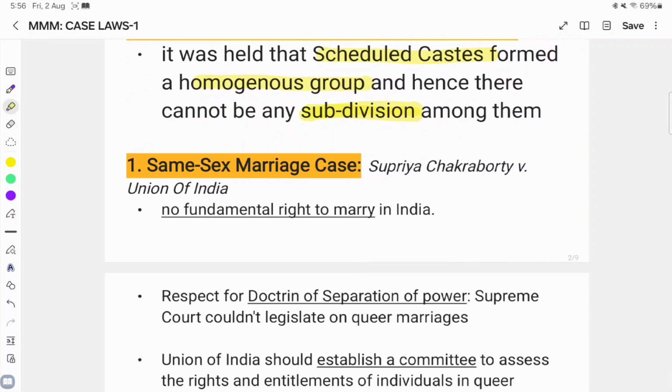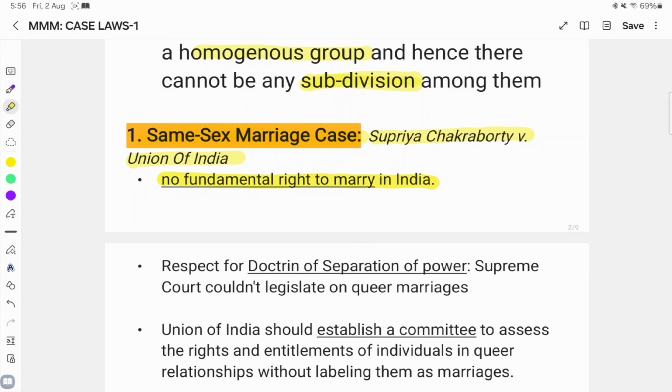Okay, the next case is the same-sex marriage case. The case name is Supriyo Chakravarti versus Union of India. This is also a recent case, of 2023. Here the Supreme Court held that there is no fundamental right to marry in India, so same-sex couples cannot claim legal recognition of their marriage as a fundamental right. That is what the Supreme Court clarified.